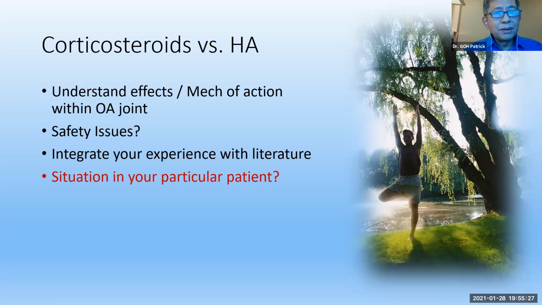So really, when it comes to corticosteroids versus hyaluronic acid, we need to understand the effects and the mechanisms of action within the osteoarthritic joint for both of these. And this really is what mechanistic reasoning is about. We need to understand whether there are safety issues and whether they pertain to a particular patient's situation. We need to integrate our experience with whatever is published, which means we need to keep in touch with what's published as well. And then we need to know whether all this applies in just our particular patient sitting in front of us.